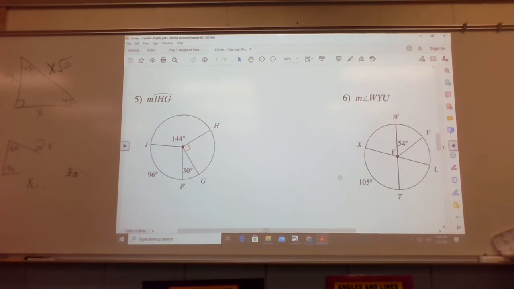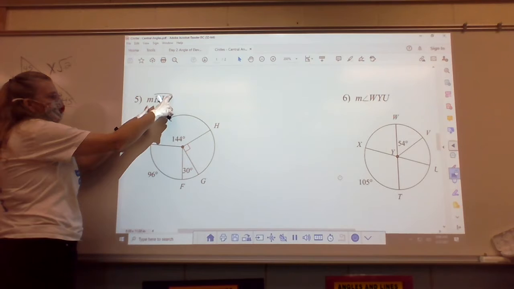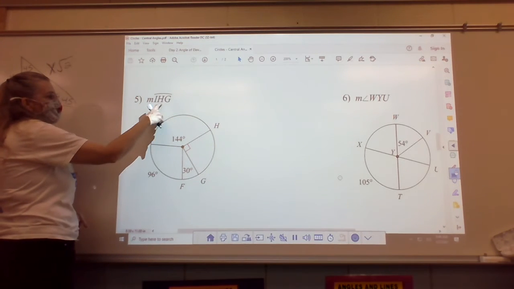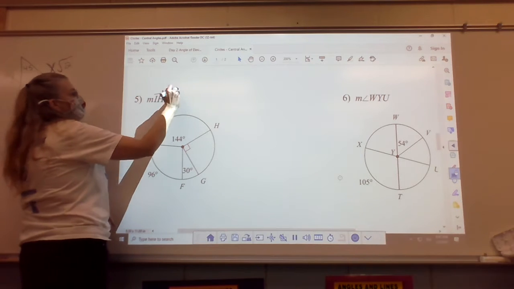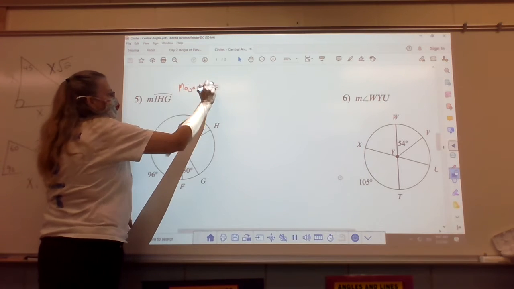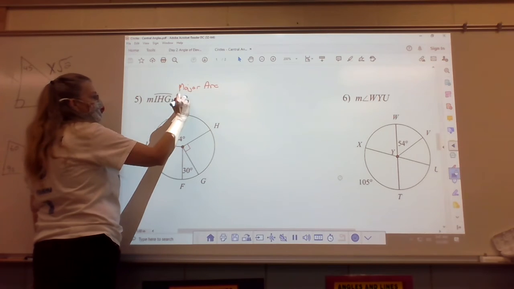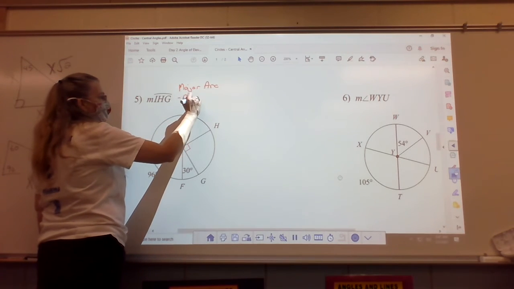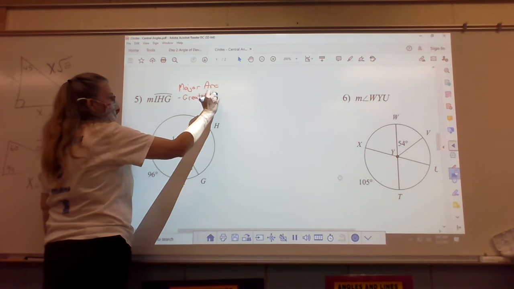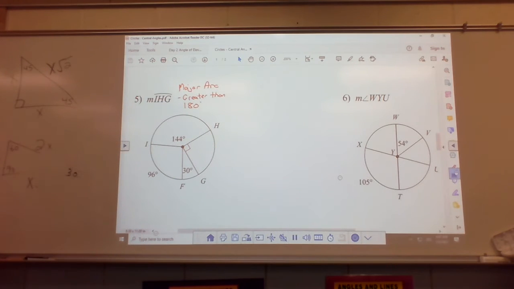Now, notice, we haven't really seen this yet. So the little m is still measurement. This stands for an arc. And because this is 3 letters, this is actually referring to a major arc. We have a major arc, we have a minor arc. A major arc is called major because it is greater than 180 degrees. And that's why they give you 3 letters. That way you know you're actually going a long way around.